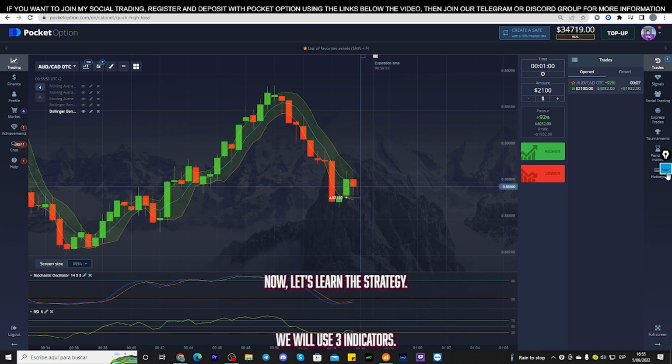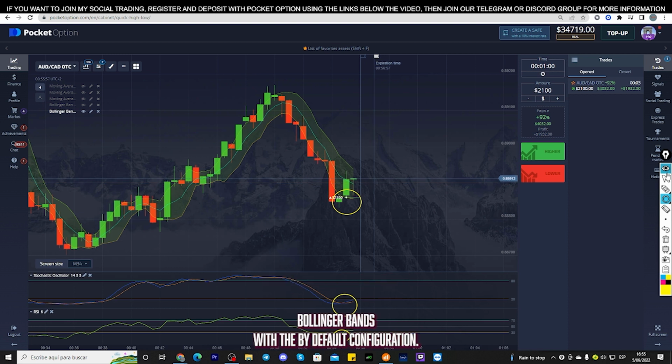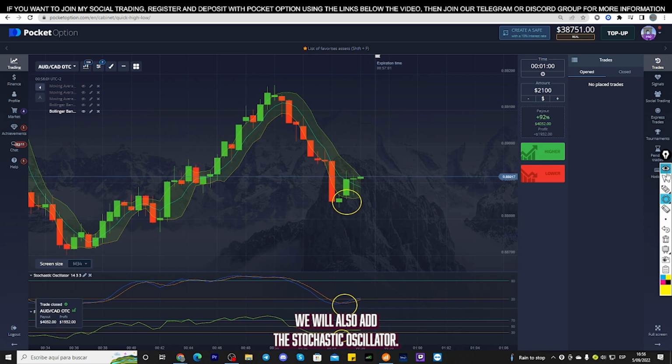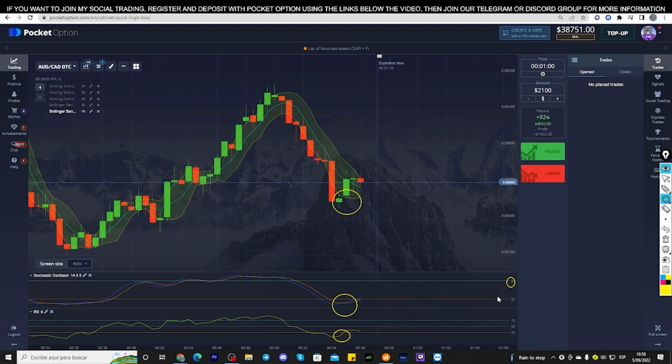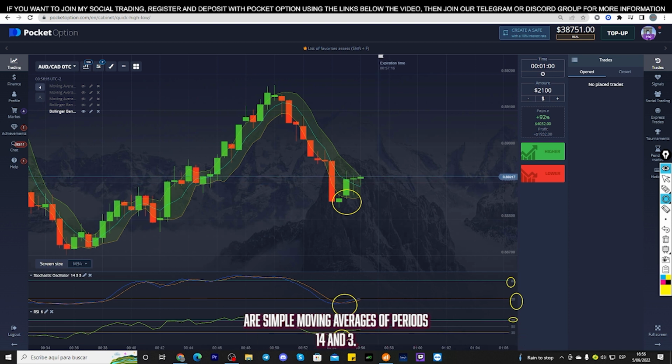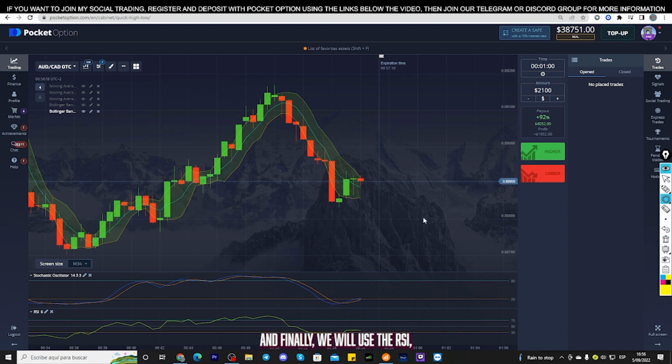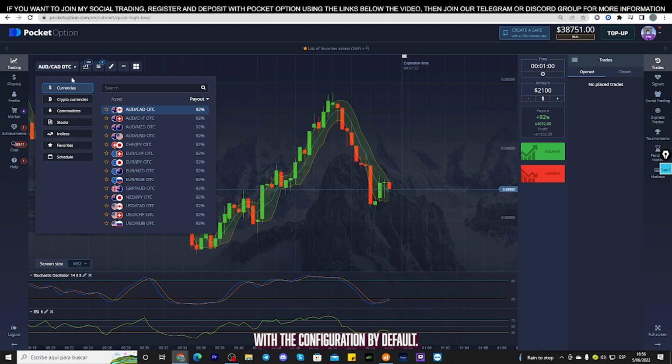Now, let's learn the strategy. We will use 3 indicators. Bollinger Bands with the default configuration. We will also add the stochastic oscillator. The settings are in overbought: we will leave the overbought at 80 and the oversold at 20. The moving averages inside our stochastic oscillator are simple moving averages of periods 14 and 3. And finally, we will use the RSI with the default configuration.